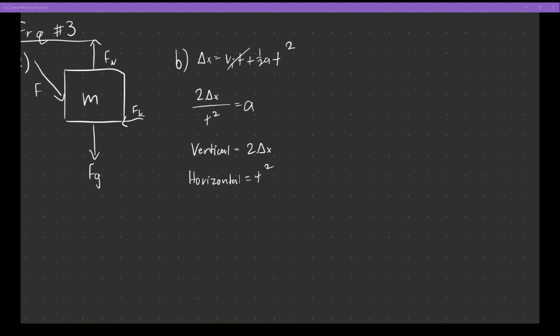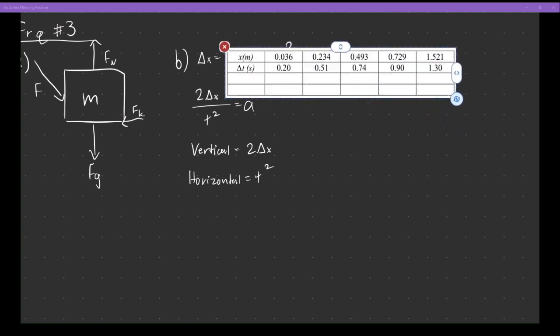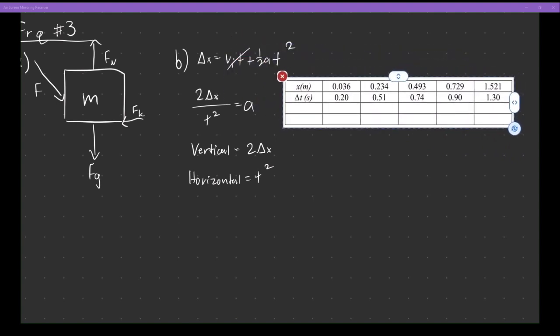And so now we're just asked to fill in the table that was provided. So I have it here. So now the data would be 2 delta x, and this one would be t squared. Units for this is seconds squared, while the units for this is just meters. And so now I just plug in what I got from before.